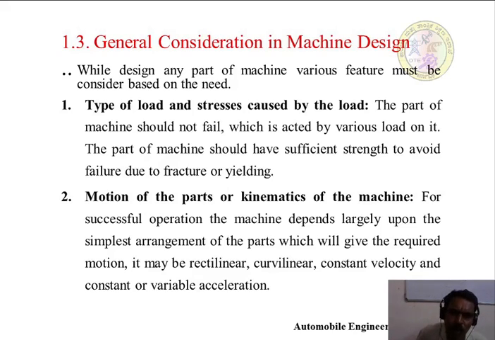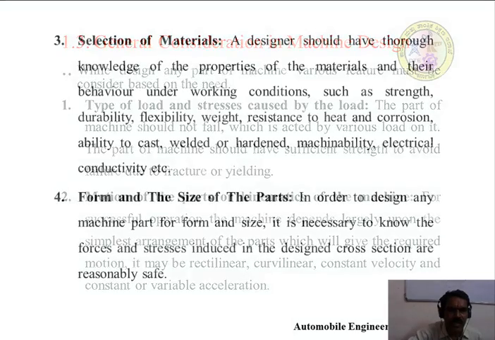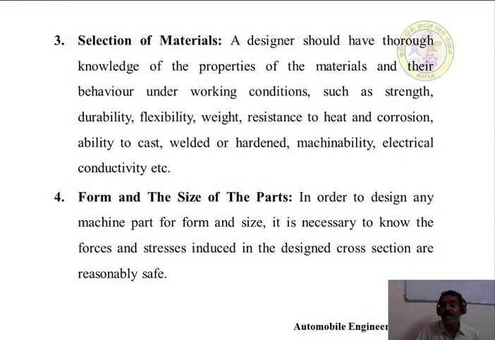So these are all the points to be considered while designing the machine elements. Such a consideration point is called motion. Next I am going to discuss size and shape, so I am going to change to the next slide. Here the third one is the selection of material.